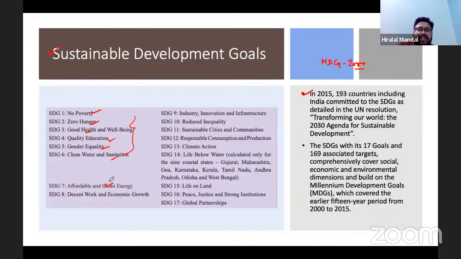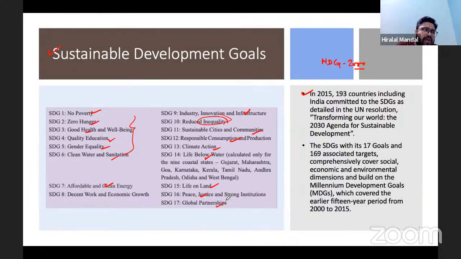Similarly, there is decent work and economic growth. We also talk about industry, innovation and infrastructure. It also talks about inequality, sustainable cities, responsible consumption and production, climate action, life on land, life below water, peace, justice, strong institutions, and global partnership. So among these, you can see there are 17 sustainable development goals. All right. And these are all relevant for our governance.